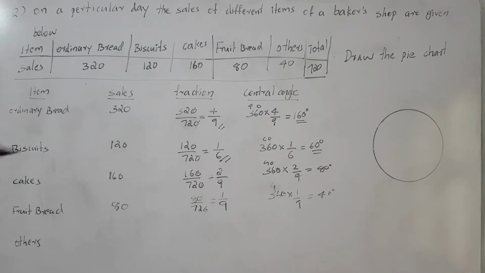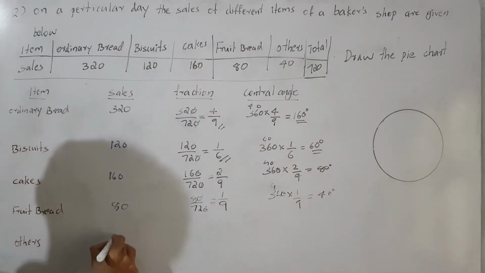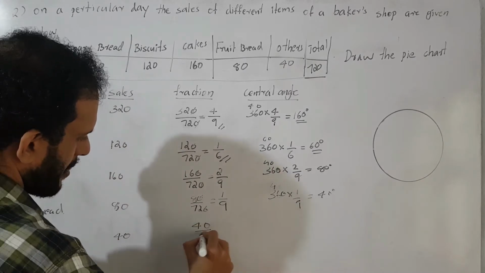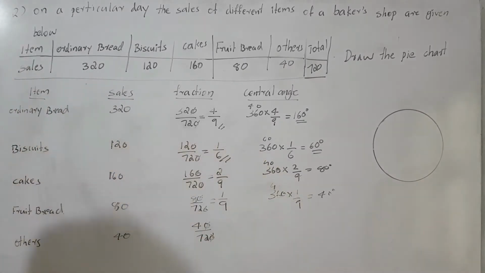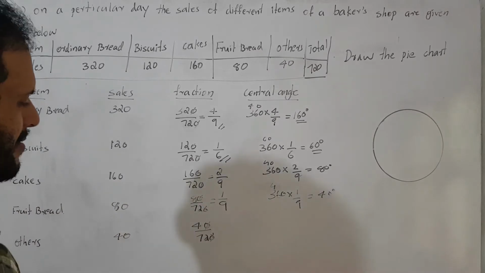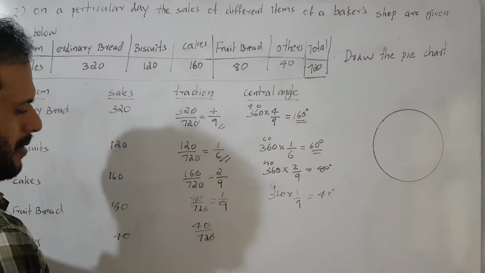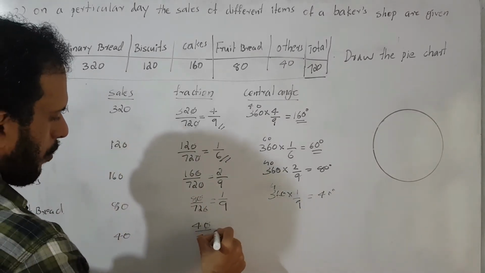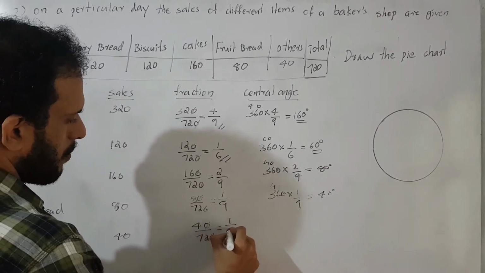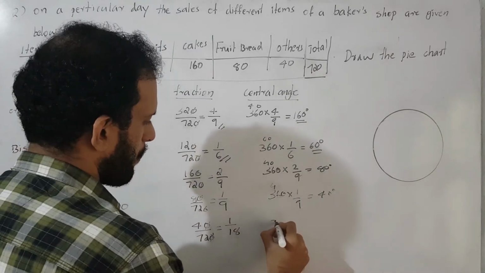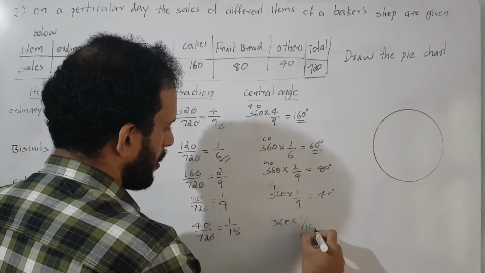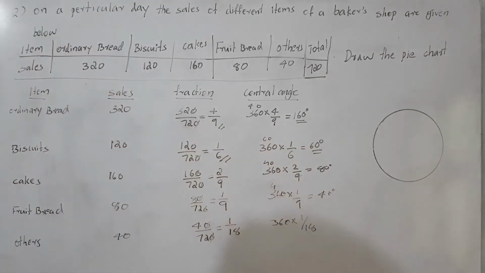Others. The sale is 40 by 720. Then 0 cancel. Then 4 by 72. Then how many times 4 goes to 72? Yes, 18 times. Then 4 1 times. Then 1 by 18. Then the fraction 360 into 1 by 18.